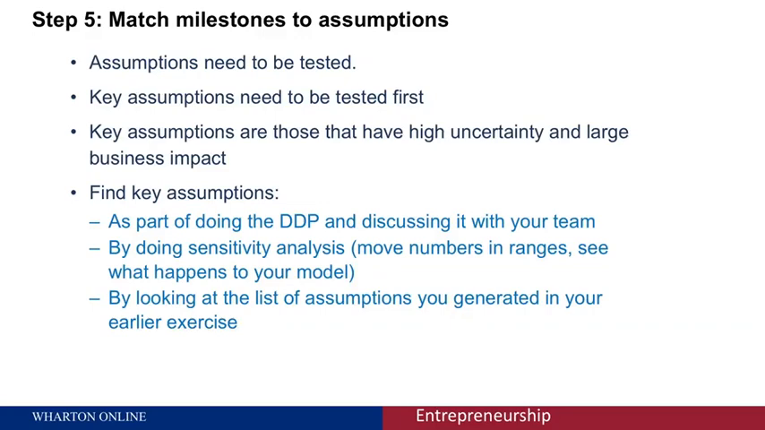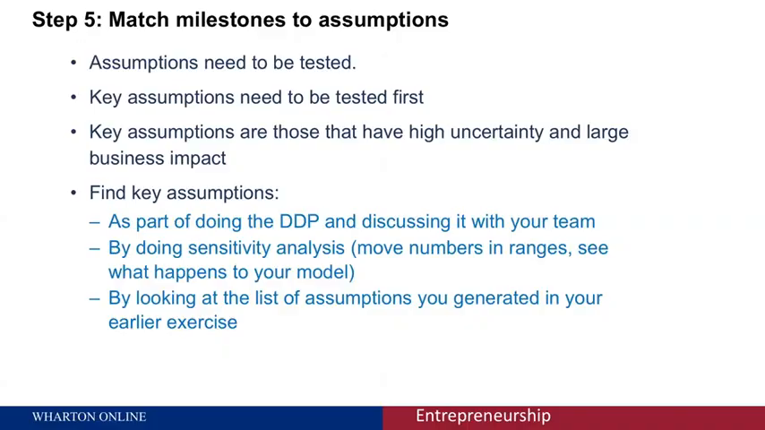Step 5 is where this discovery-driven reverse income statement starts to become a planning document. And this is about matching milestones to assumptions. So you can't just have assumptions in your discovery-driven plan. You need to actually test those assumptions. And you want to start, just like we talked about in our prior session, with the highest uncertainty, highest impact assumptions. Those are your key assumptions.